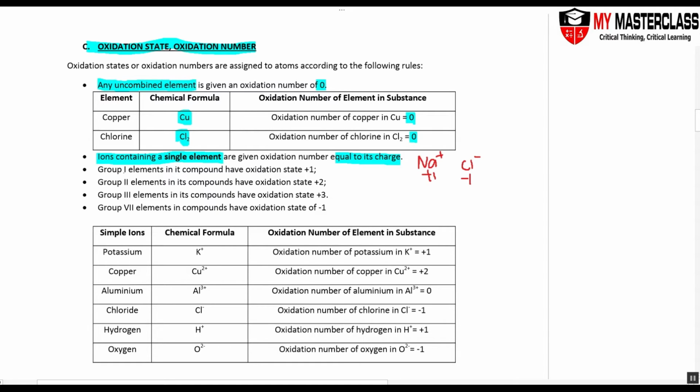Okay, group 1 elements will always have +1 charge. Group 2 will always be +2. Group 3 will always be +3 if they are metals. Group 7 will always be -1. So all these elements will have their charge from group 1, group 2, group 3 metals, and group 7 non-metals.